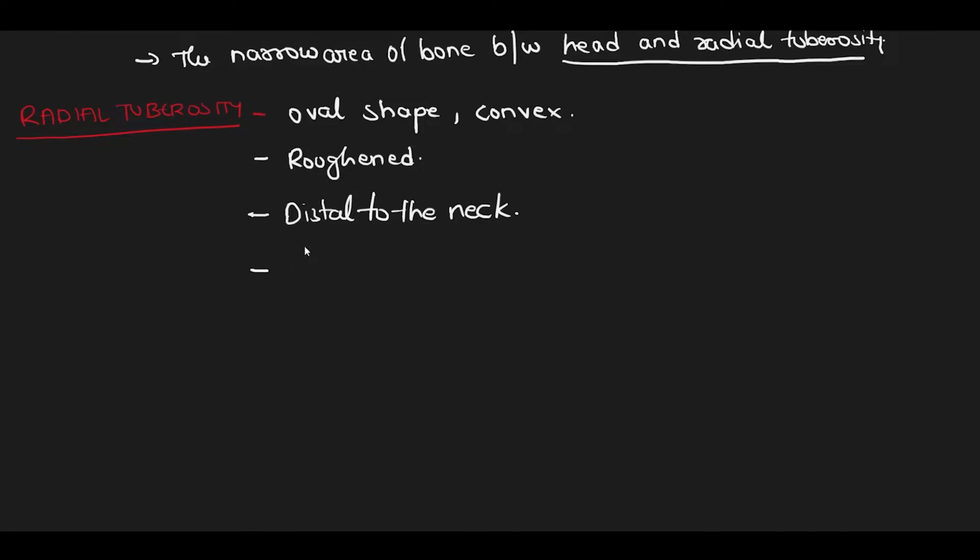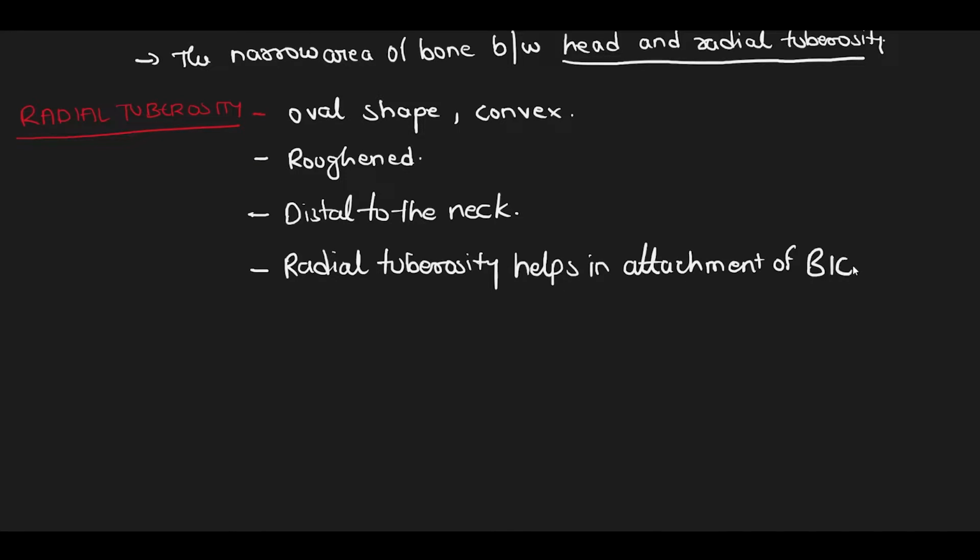And so you can ask, sir, what is the use of this radial tuberosity? This radial tuberosity actually provides attachment for the biceps brachii tendon. Okay, it provides the attachment for the biceps brachii tendon. Whether you know or you don't know, biceps brachii has two heads. One is the long head and one is the short head. So tell me, where does the long head originate from?